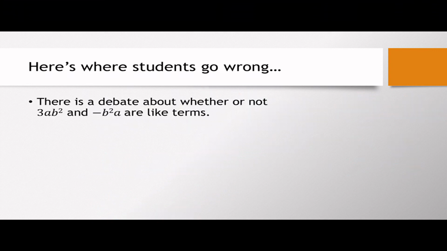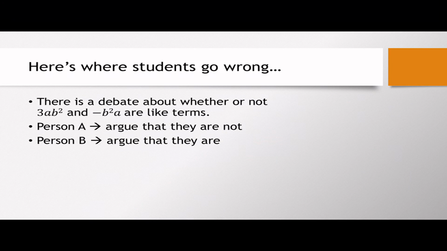There's a debate about whether or not 3 times a times b squared and negative a b squared are like terms. Person A argues that they are not, and person B argues that they are. So what do you guys think about that? Go ahead and pause the video and form an argument. Okay, so what do you guys think?